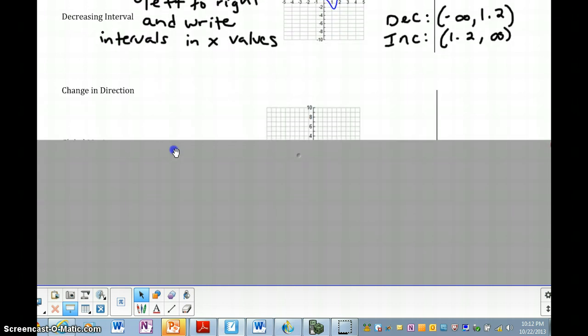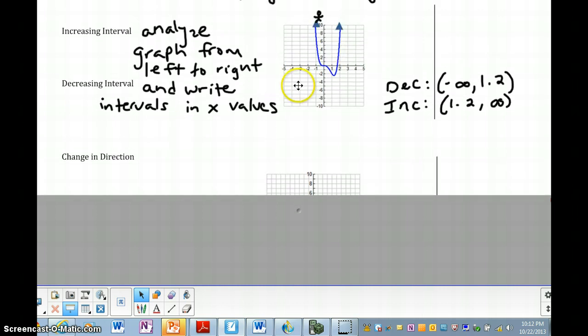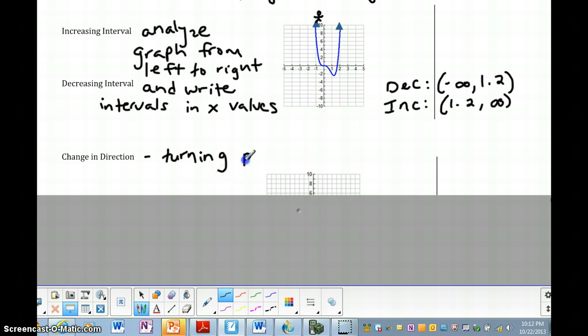Okay, a few more vocabulary words. The first one is this change in direction. This point here, we will call a turning point, a change in direction at that point.